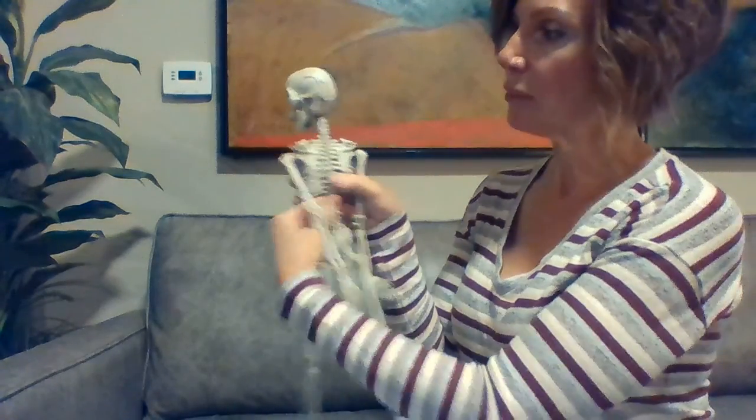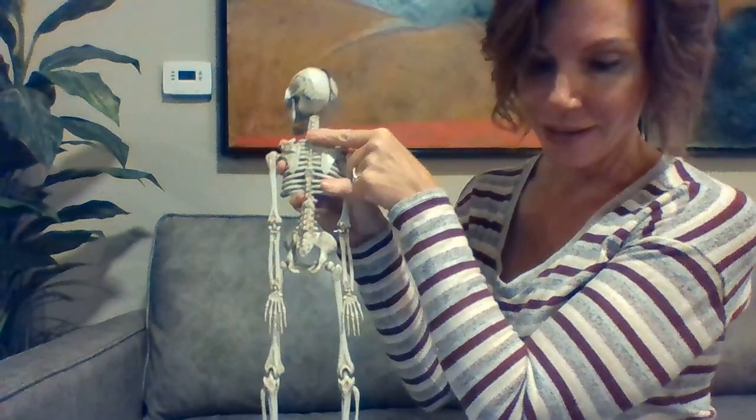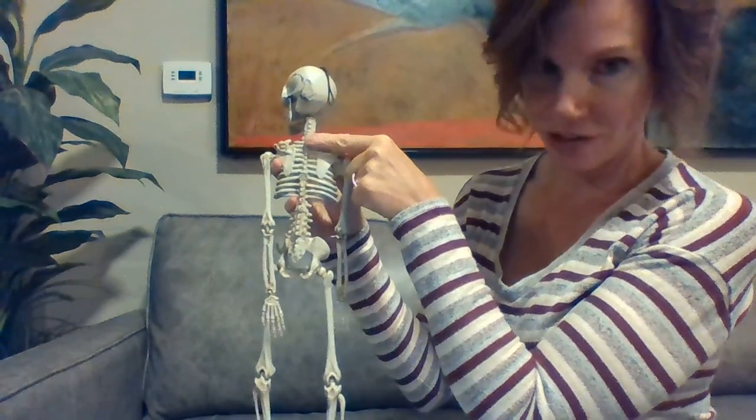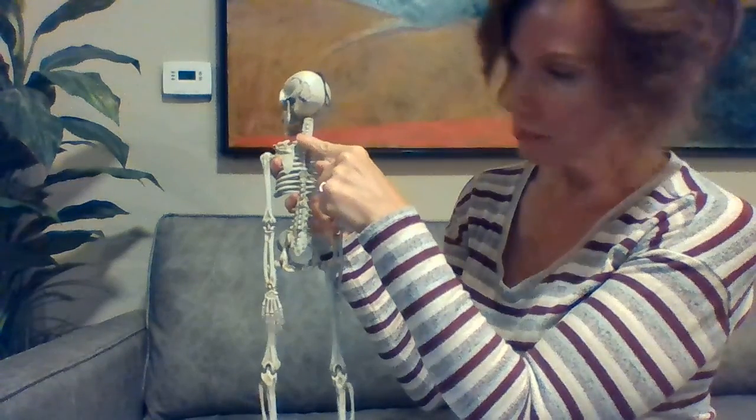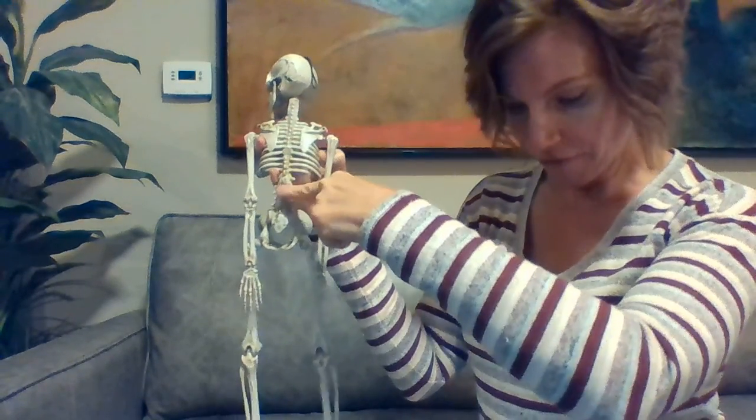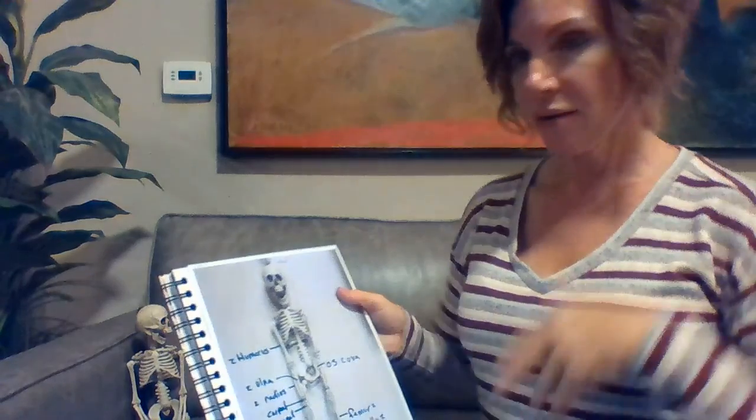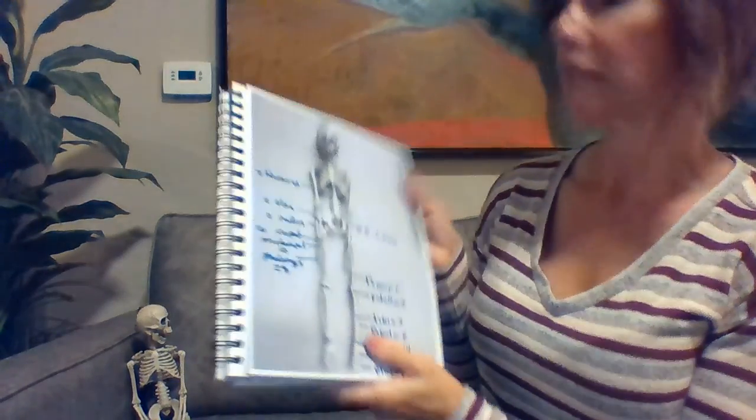So you have 7 cervical up here, and then you have 12 thoracic, and then you have 5 of the lumbar. You have 7 of the true ribs, and then you have 3 false ribs and 2 floating ribs. And then we're going to talk about your upper and lower extremities.